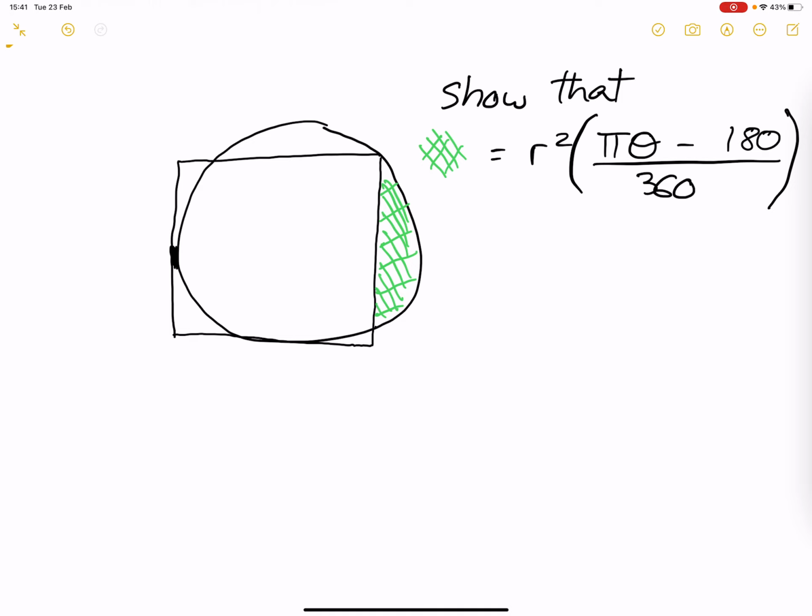Today we're going to be looking at an interesting geometry problem. We're asked to show that the green area in the question is equal to r squared times (pi theta minus 180) over 360.